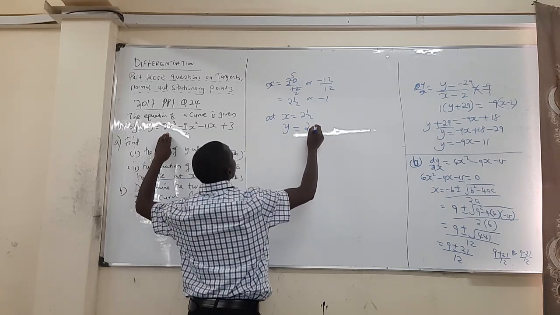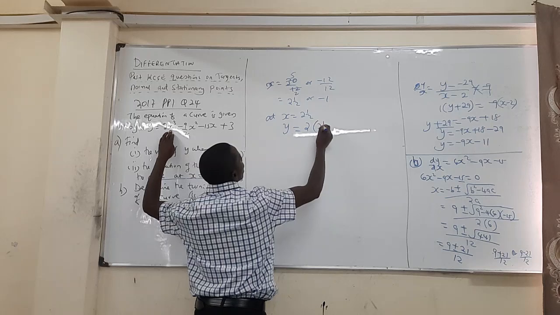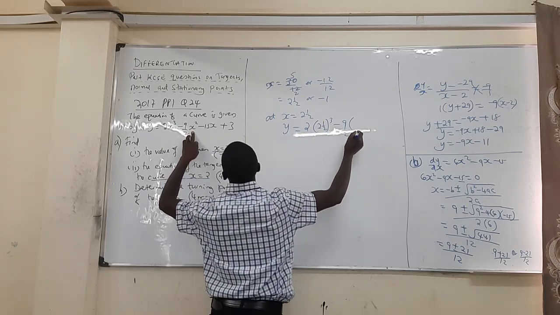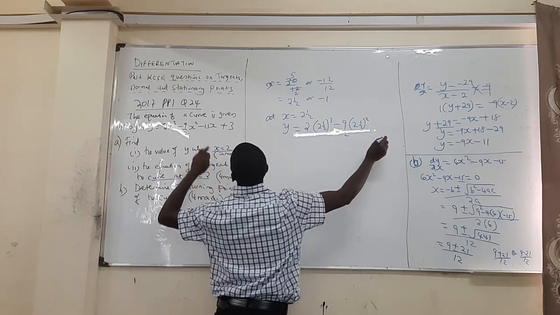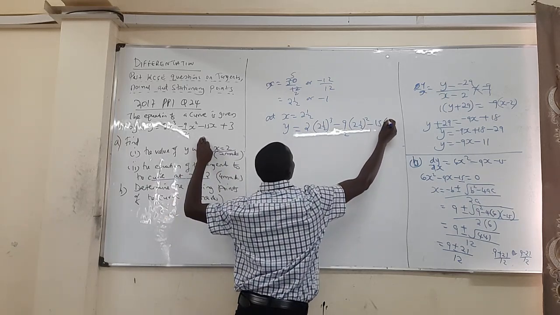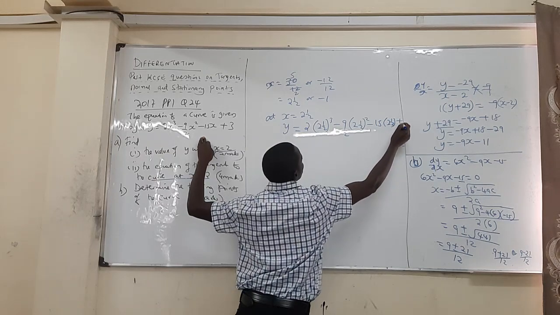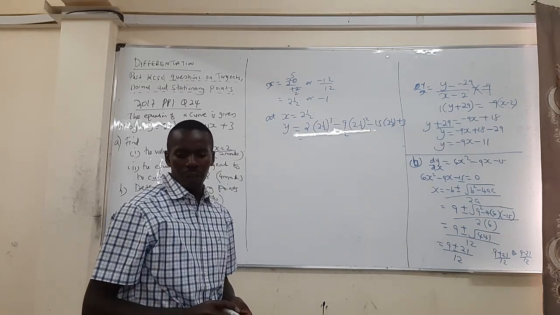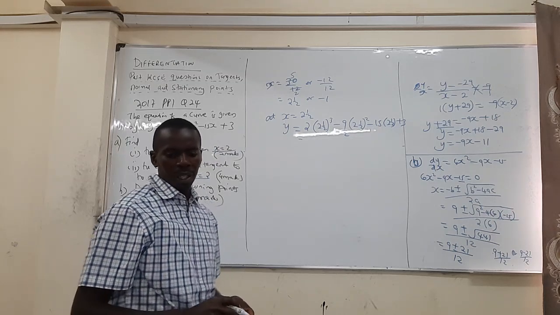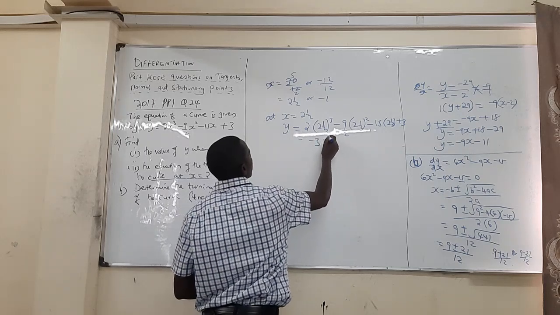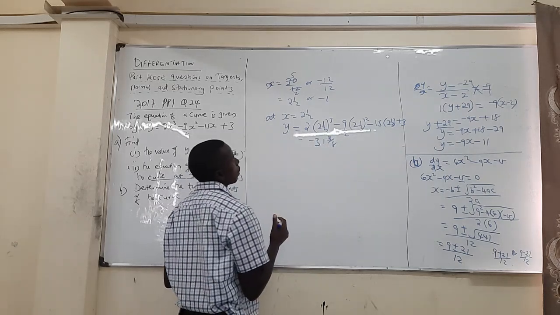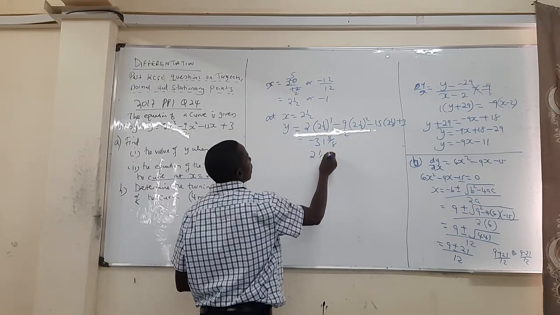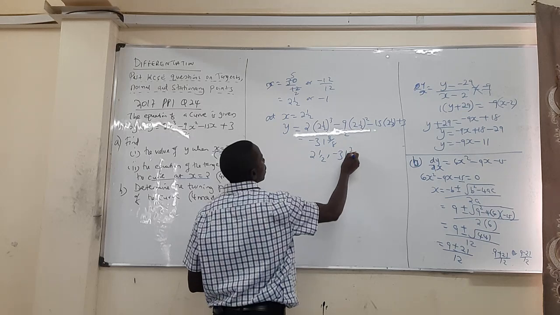2 times x cubed, that is 2.5 cubed, minus 9 over 2 times x squared, that is 2.5 squared, then minus 15 times 2.5, and then plus 3. So when we use your calculator, you're going to get the value of y being minus 31 and 3 over 8. So the first stationary point we have, when x equals 2.5, the value of y is minus 31, 3 over 8.